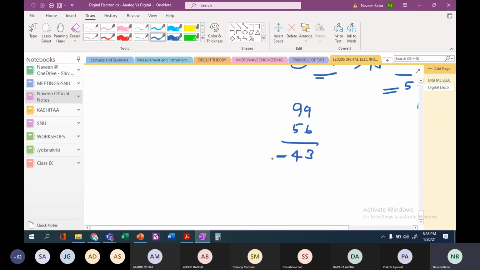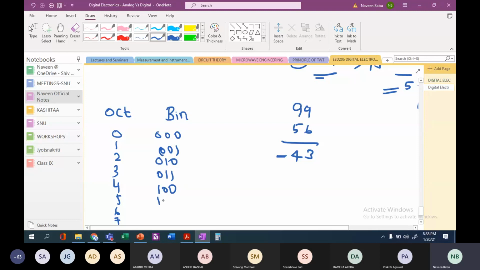Okay, I think I'm back to digital electronics. So you have the octal number system and you have the binary number system. In the octal number system, we have 8 symbols: 0, 1, 2, 3, 4, 5, 6, and 7, right? And how do you represent them in terms of binary? 000, 001, 010, 011, 100, 101, 110, and 111.